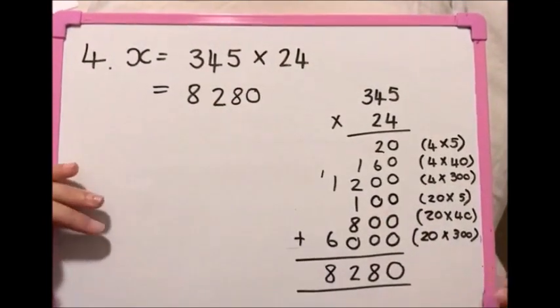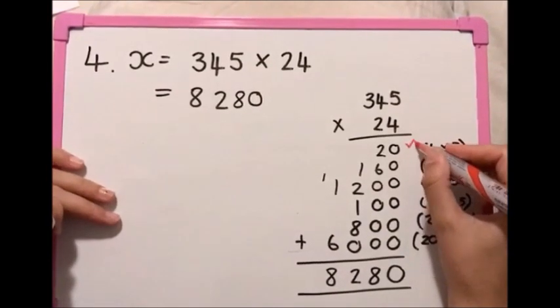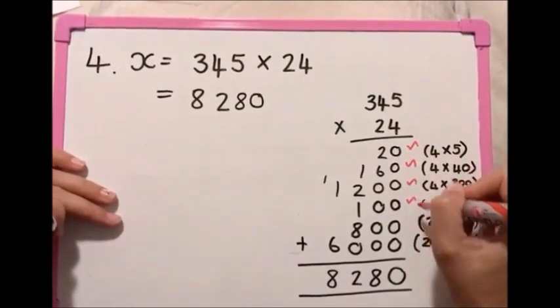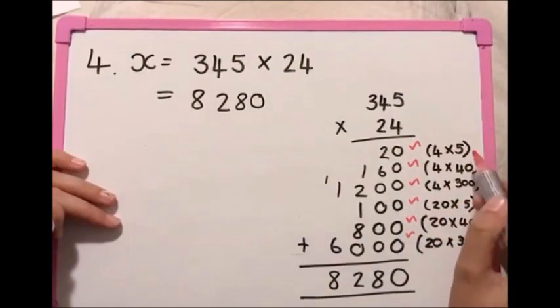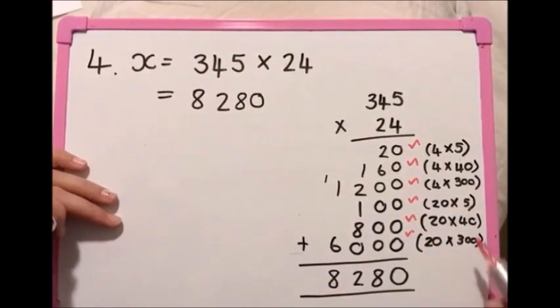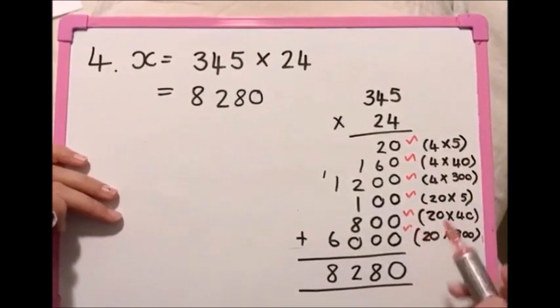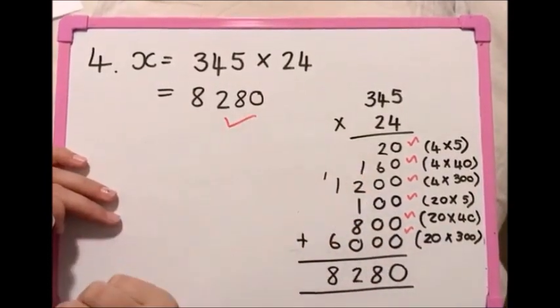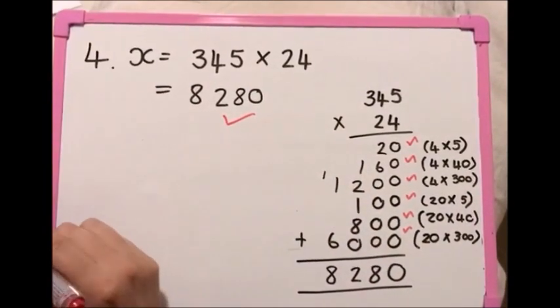The marks for this sum will be given next to every answer. For each answer you will receive half a mark, but you must write the brackets to get that half a mark, and then 1 full mark for the final answer.